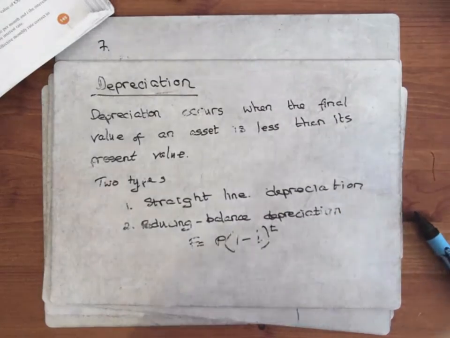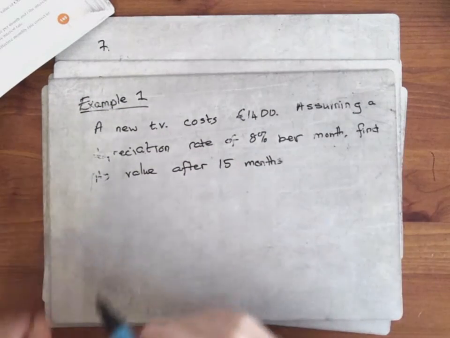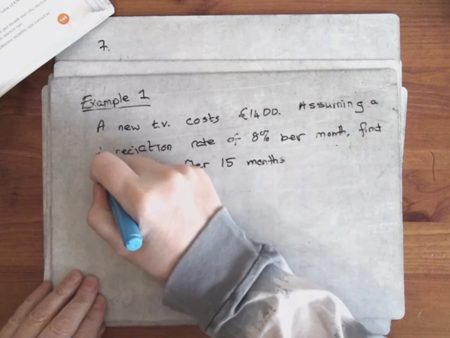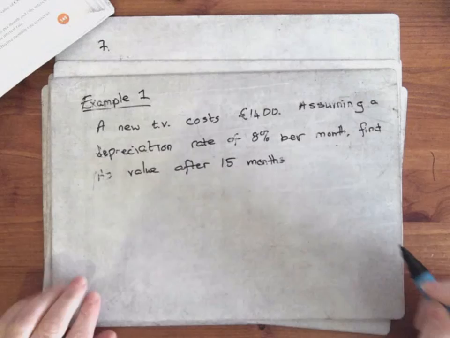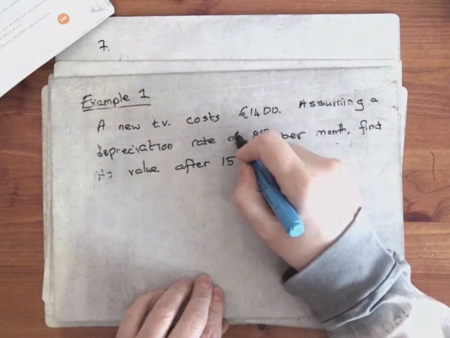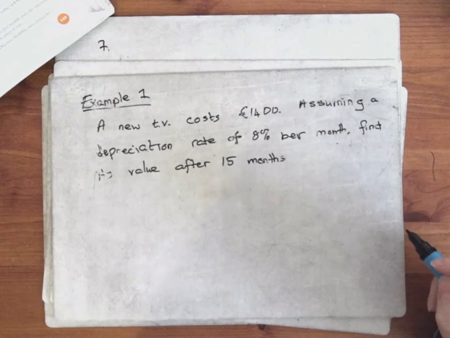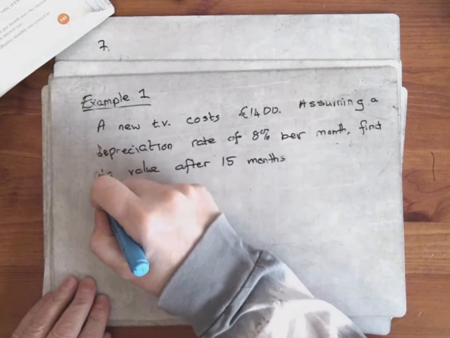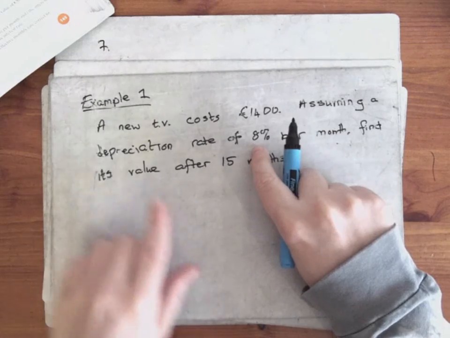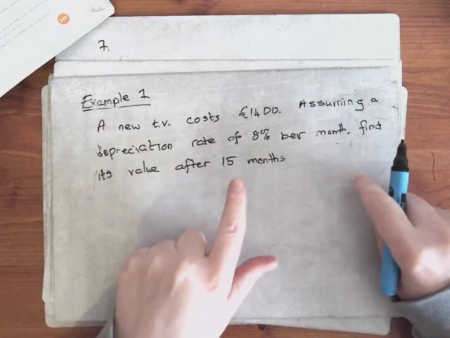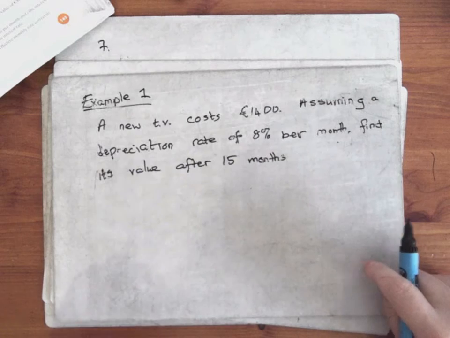Right, example 1. A new TV costs 1,400 euros. Assuming a depreciation rate of 8% per month, find its value after 15 months, okay? So its rate is a monthly rate and its time is in months, so we're fine, okay? So there's no need to change anything.